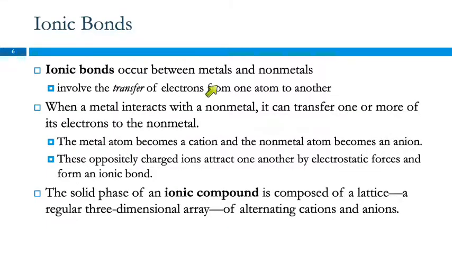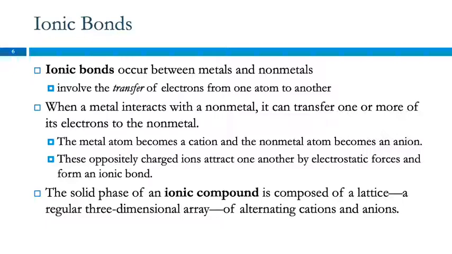So a metal and a nonmetal can get together. The metal gives electrons to the nonmetal, and the result is two oppositely charged particles. These oppositely charged particles then are attracted to each other because opposite charges attract. So it's electrostatic attractions between these ionic, between the ions.